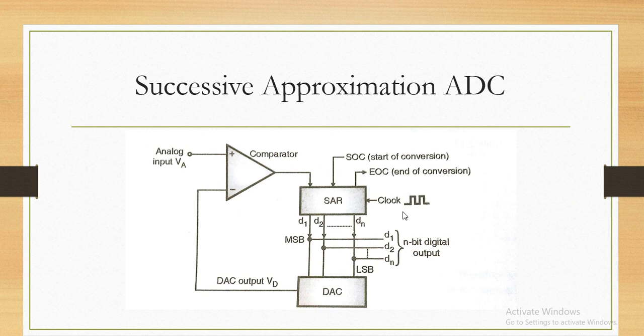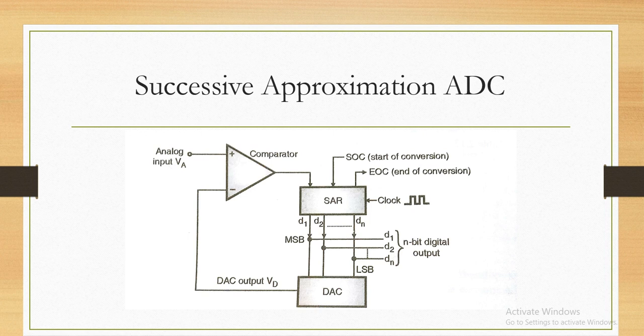It will work with comparator, SAR, DAC, no doubt, but this function is synchronized by this clock. And for n bit type of ADC you will require n clock pulses. It means the conversion of this ADC is done with the help of clock cycles, and when you are using 8-bit successive approximation type of ADC, it will require 8 clock signals to convert this analog voltage into respective digital voltage.